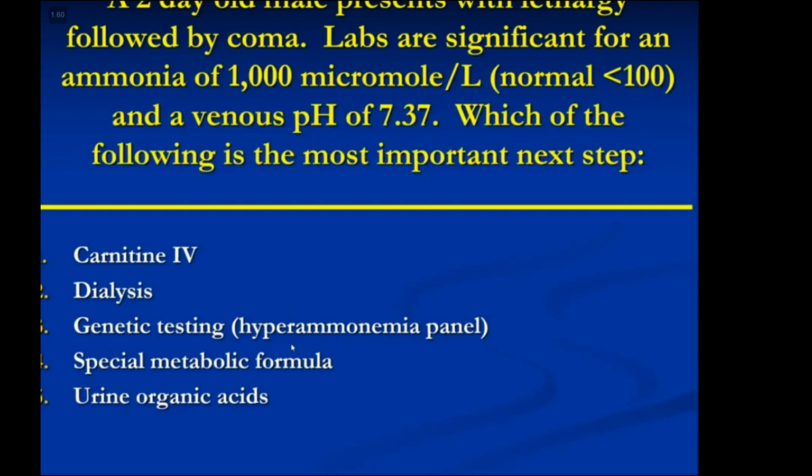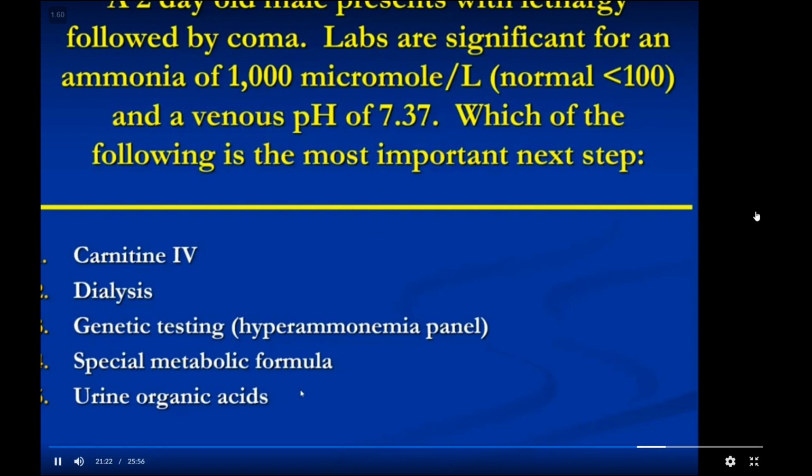Special metabolic formula. That is used in both organic acidemias and urea cycle disorders. But if you have someone that sick, they're going to be in extremis. They're not going to be able to eat. I mean, you can sometimes NG someone in a coma, but usually they're intubated, or something like that. And metabolic formula is not going to work that quickly, right? That's more of an outpatient treatment. And this is an acute treatment, so that's not the answer.